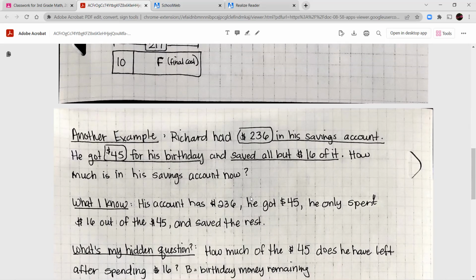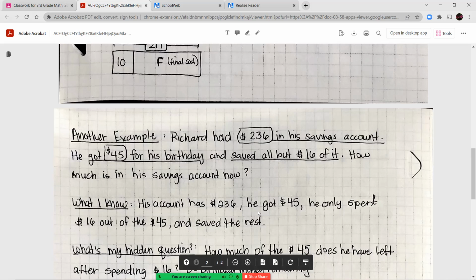Richard has $236 in his savings account. He got $45 for his birthday and saved all but $16 of it. How much is in his savings account now? Okay, so you have to read the wording on this question very carefully. We know that he has $236 in his account. Now, out of that $45 that he got for his birthday, he saved all of it except $16. So that means he spent $16 out of it and he saved all of the rest.